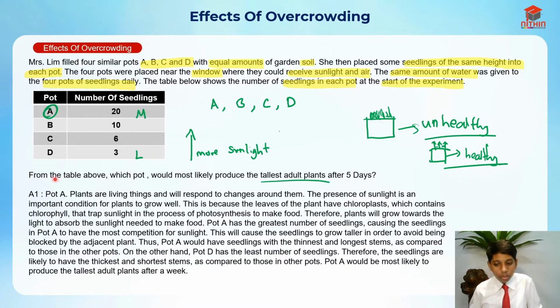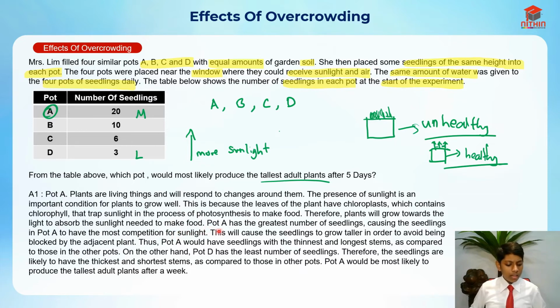Okay, so pot A. So plants are living things and will respond to changes around them. So basically this is talking about the overcrowding and competition, right? So they respond to change and grow according to what they need. So the presence of sunlight is an important condition for plants to grow well. This is because the leaves of the plant have chloroplasts, which contain chlorophyll that traps sunlight in the process of photosynthesis to make food. Therefore, plants will go towards the light to absorb the sunlight needed to make food.